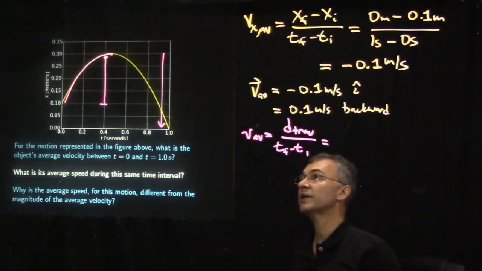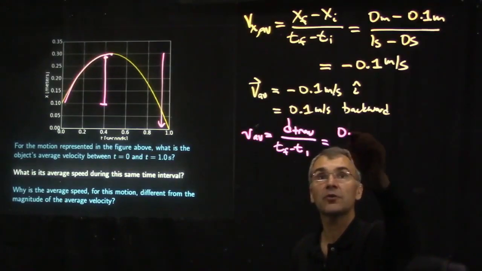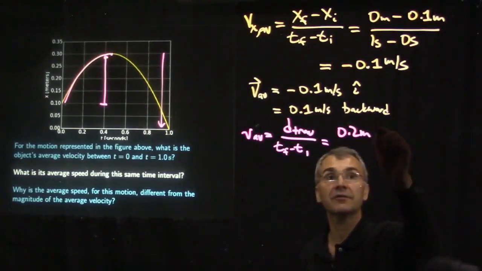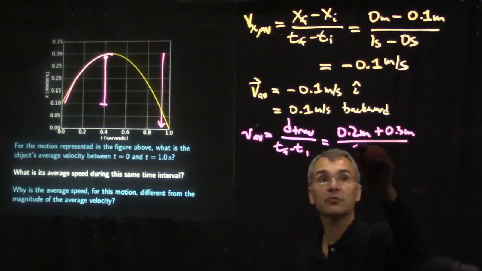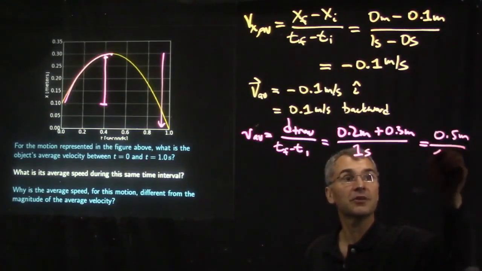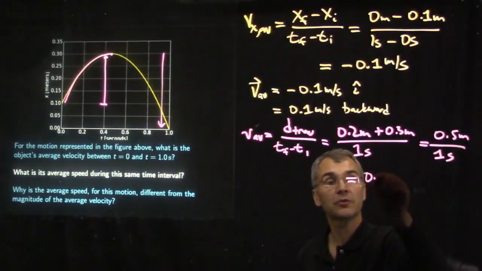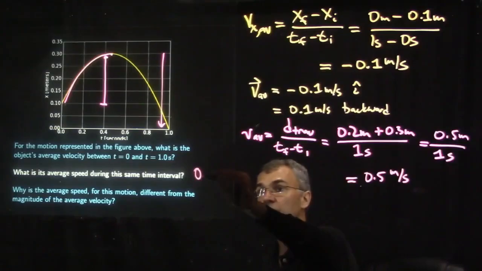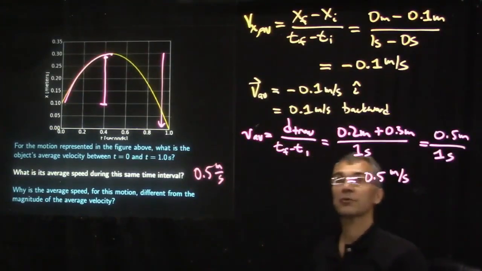So we have 0.1 up to 0.3. So that's 0.2 meters going forward, and then from 0.3 down to 0. So then we have 0.3 meters backward, and then what's the time? The time is 1 second total. So that is 0.5 meters in 1 second, which is 0.5 meters per second is the average speed. So I guess this is 0.5 meters per second.